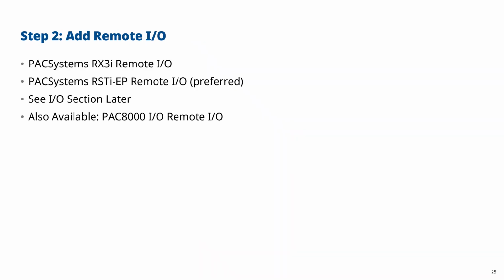Now, the Edge controller doesn't have any local I/O. You have to use PROFINET, or you could use Modbus TCP, I guess, or you could use some other protocol with a gateway, but effectively, whatever you do, it's remote I/O. So you can use PACSystems RSTi remote I/O. I would normally today use PACSystems RSTi-EP remote I/O, which gives you a more compact I/O solution at a lower price. That's our preferred solution.